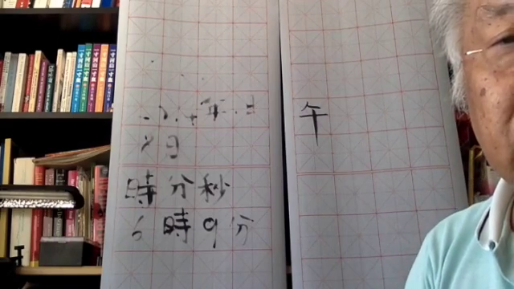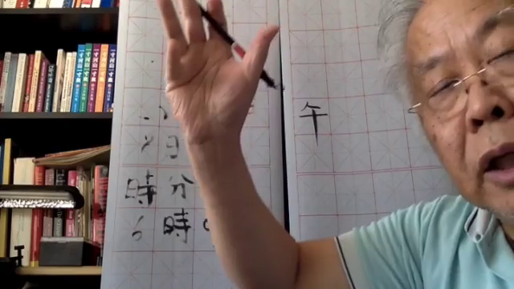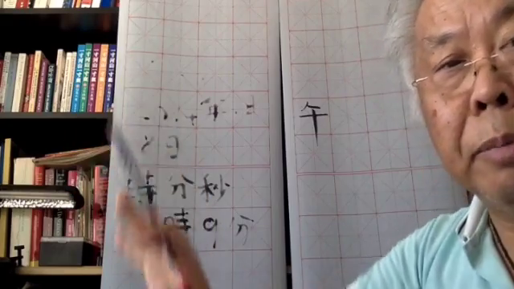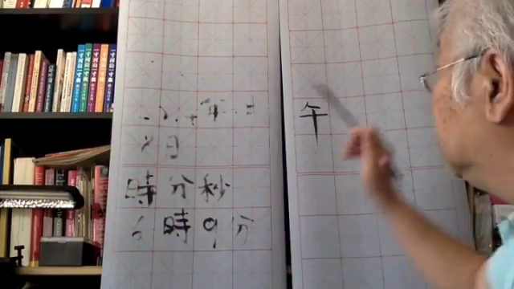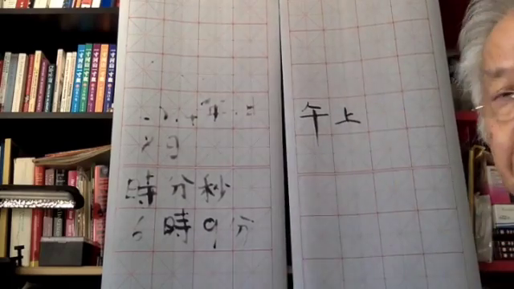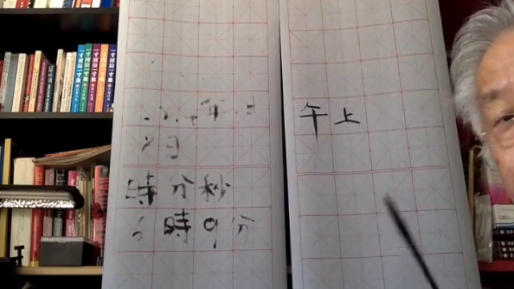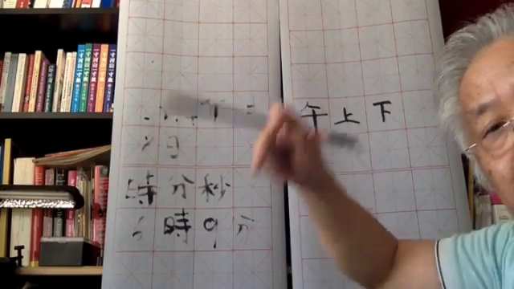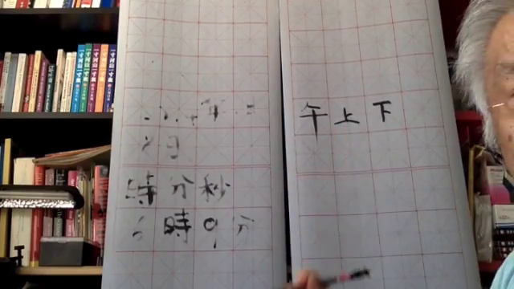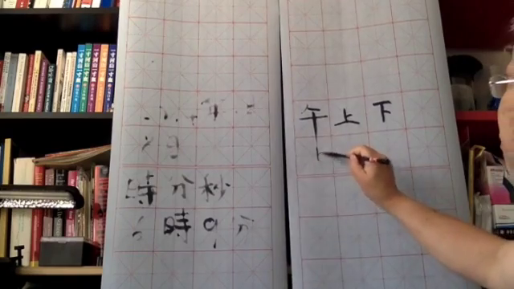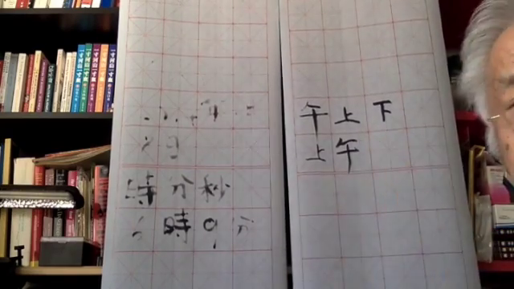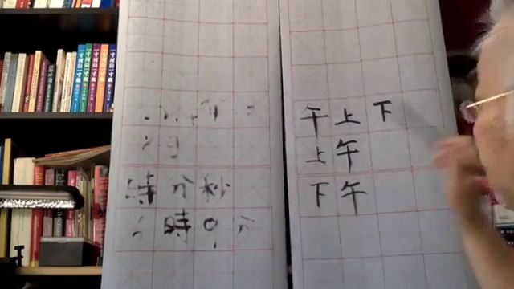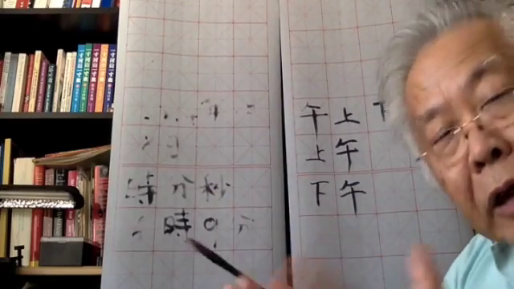When we have this word, then we need to talk about the morning, the afternoon, and the middle. So we use the up, down, and middle to represent the 3 different times. This is up. So you will be able to guess this one. Yes, this is down. Up, down. So morning is up noon. Afternoon is down noon.